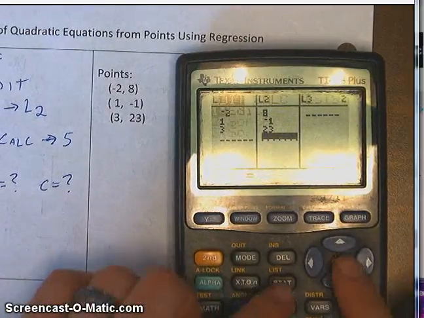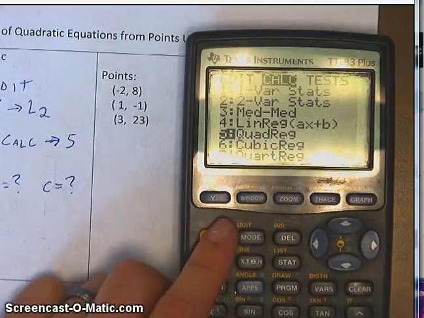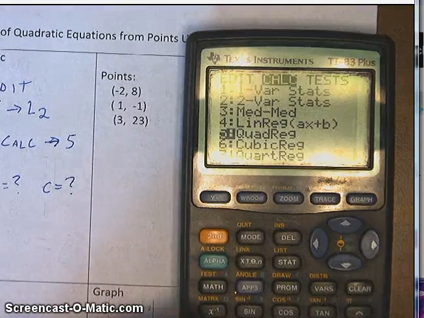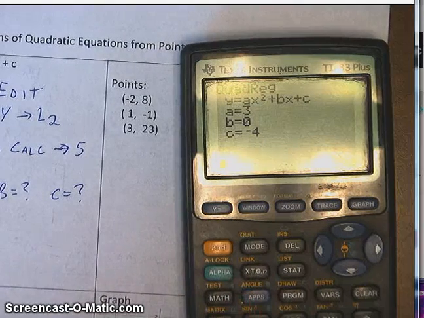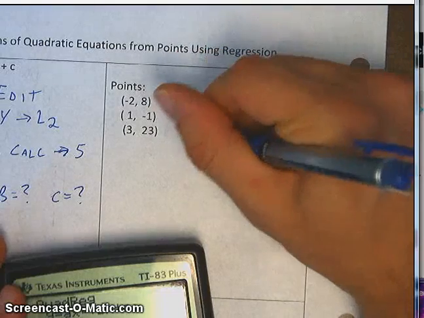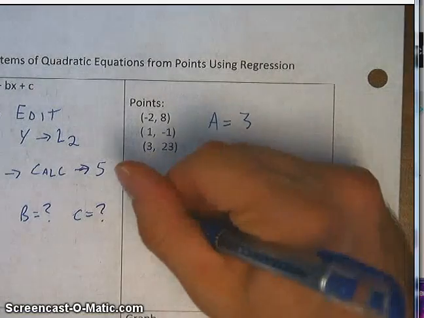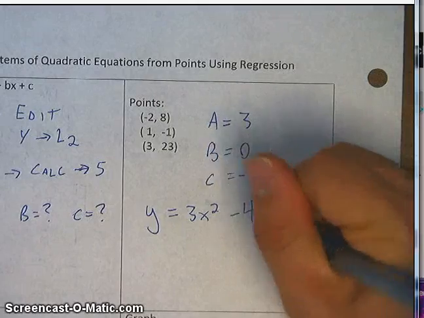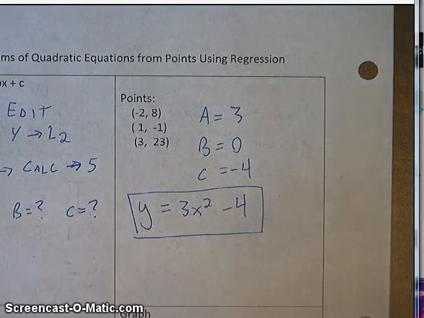The next step is to go stat over to calc 5 for quadratic regression. That quadratic regression is just a way of the calculator trying to fit a quadratic model from the data that you've given it. So quadratic regression, when I hit enter here, it's going to tell me my A, my B, and my C. So I'm just going to write those down. The A equals 3, the B equals 0, the C equals negative 4. So when I write the equation, it's y equals 3x squared plus 0x minus 4. So there's not a lot of work to be shown on that because the calculator did most of the work for you.